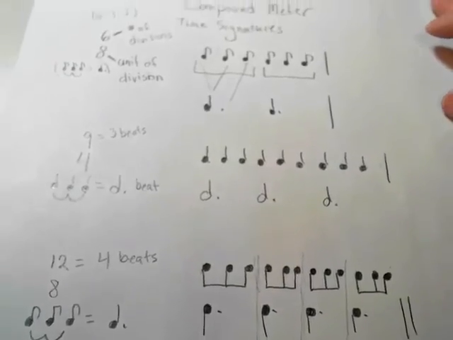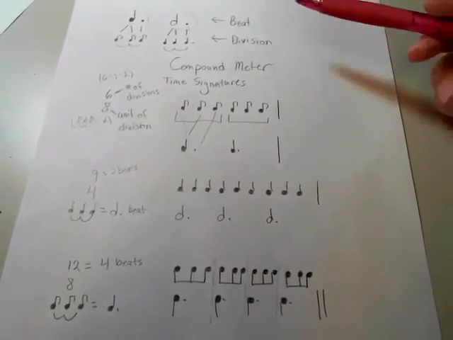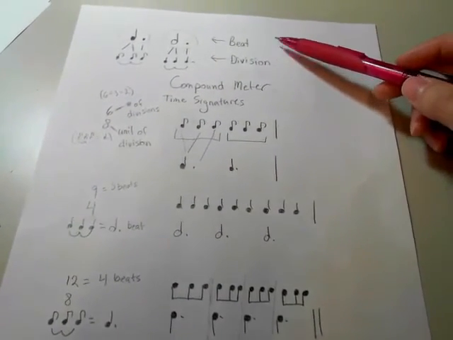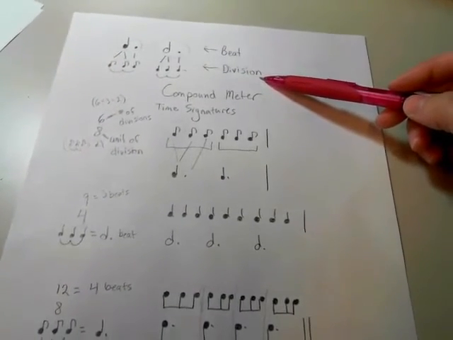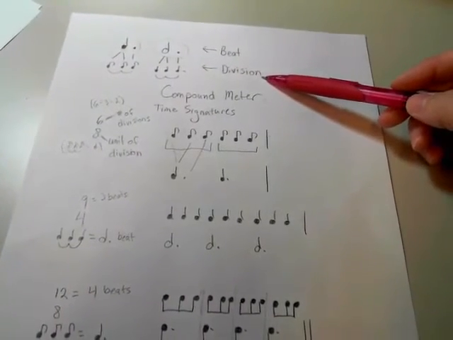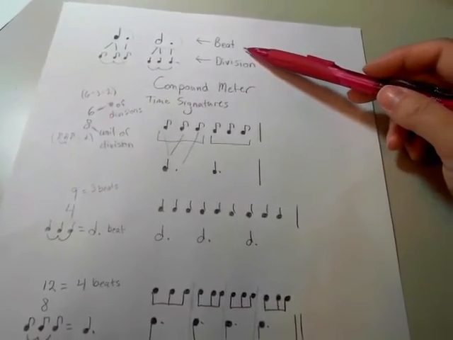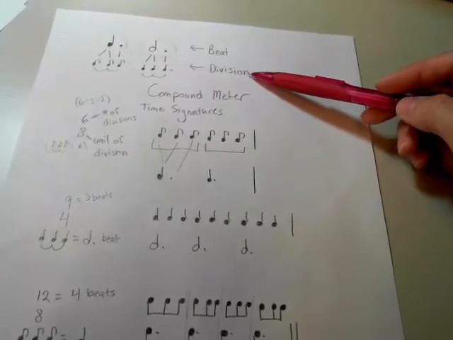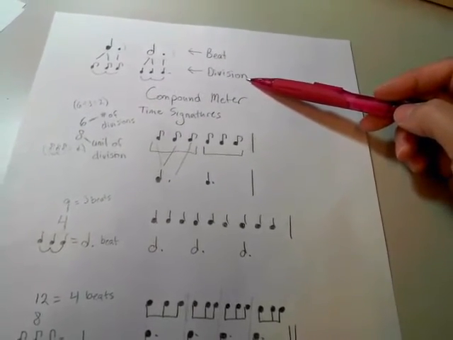Okay, so just to review, this little sheet. We have two levels of thinking about beats. We have the level of beat, we have the level of division. If we're in a simple meter, the division is in two, and the beat is just a regular note value with no dot. But if we're in compound meter, the beat is a dotted note, and the division is into three. But still your division is a regular note value.